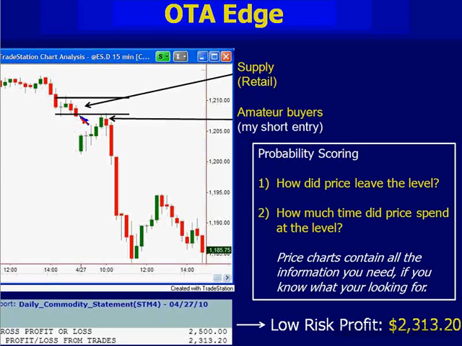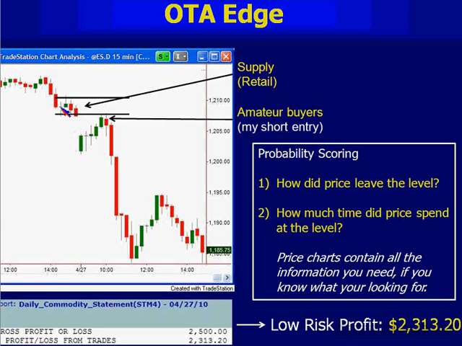Number 2, and this goes hand in hand with number 1: how much time did the price spend at the level? So we're talking about this area right here where you see 4 candles. Now, you don't see 10 candles here. You don't see 20 candles. You see 4. Now, what most of the trading books will tell you is that your key market turning points are always going to be areas where there was lots of trading activity, where there was heavy volume, and so on and so forth.